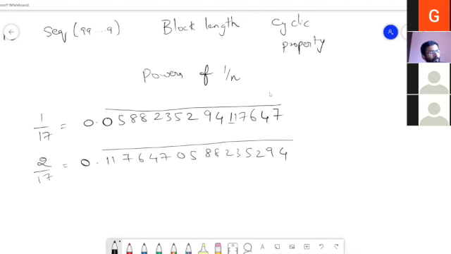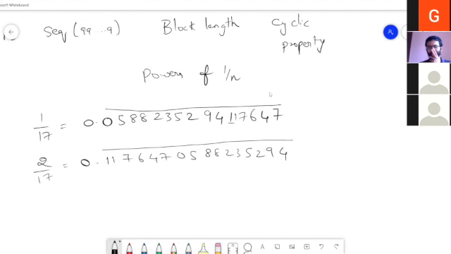We are finding this for prime numbers. Prime numbers, but okay, greater than or equal to 7, I think. For 11, it is not cyclic.